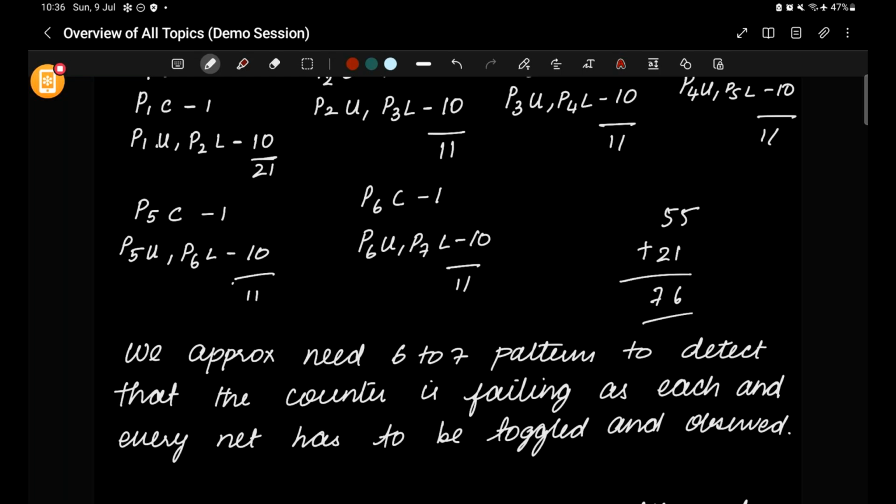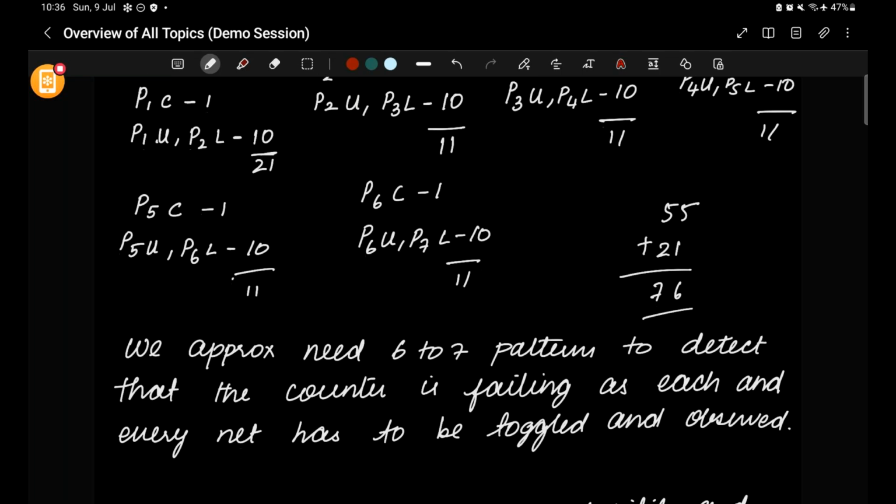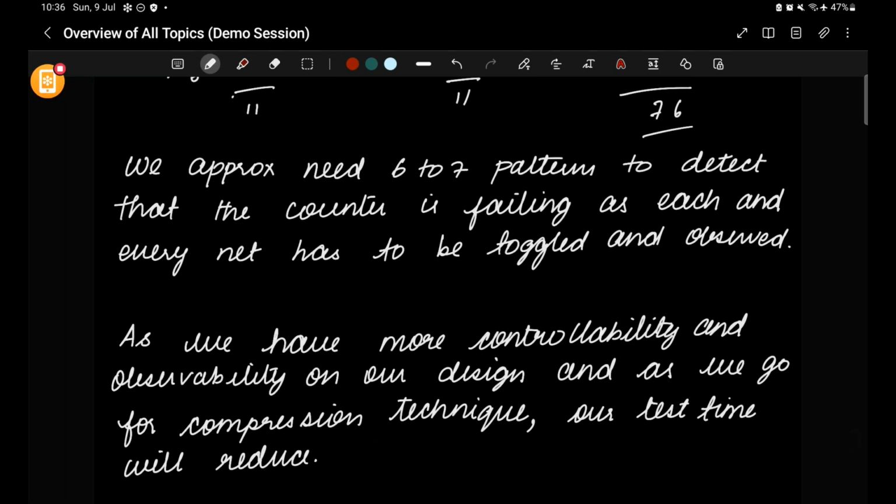But a functional verification engineer requires more than 1000 clock pulses. So we will require in the range of 100, but functional verification will require more than 1000 clock pulses to tell that the counter is failing. We are able to tell it in fewer clock pulses because we have more controllability and observability on our design. Also, as we go for various compression techniques, our test time is less compared to the functional verification engineer.